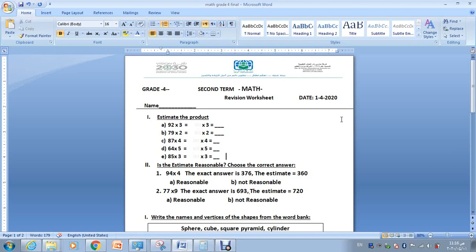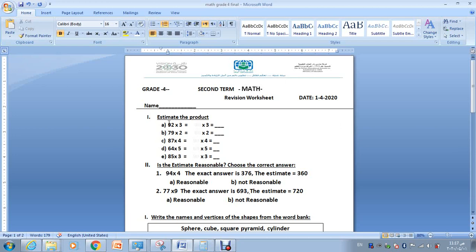This revision worksheet, we're going to revise the lesson relating solids and plane figures, the lesson polygons, page RA2, the lesson estimating products, and multiplying 2-digit and 1-digit numbers. So we are going inshallah to revise all these lessons today. I hope inshallah this will be beneficial for you. So please, let's try to answer together.